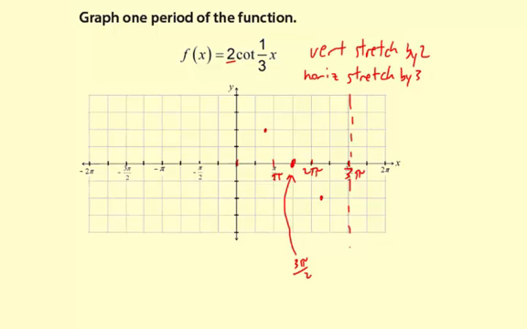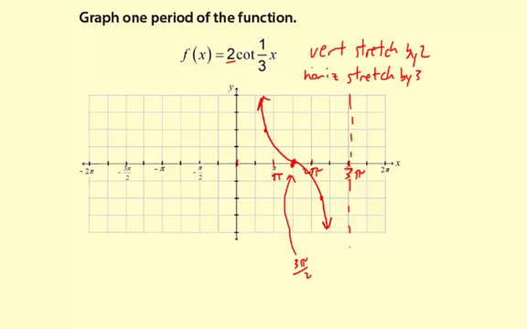Now I just need to draw the curve. Now you have 3 points here. It's tempting to just draw a line segment right through there, but that's not how this graph works. It's going to be a curve going up. A curve going down. Okay, and that's probably about as best as I can draw it. Okay, so there's the graph of one period of the function.